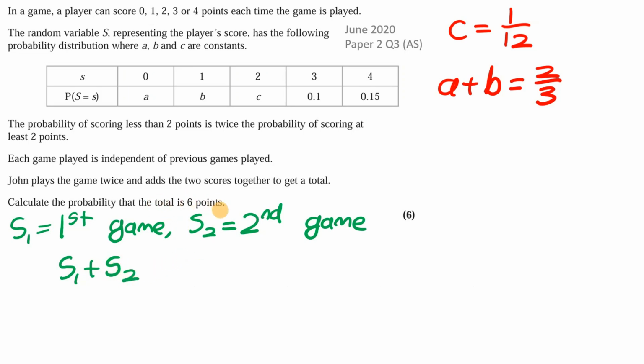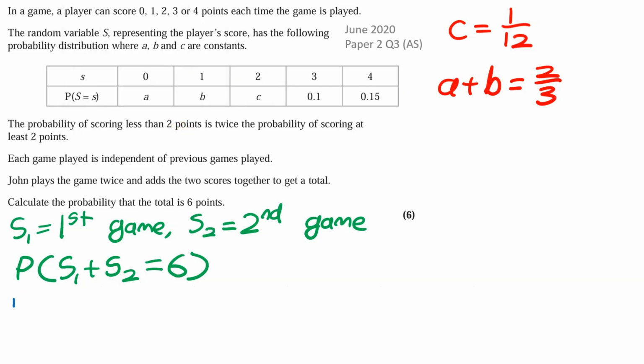We're told that the total is 6 points, so S1 plus S2 is equal to 6, and we need to calculate the probability that the total is 6 points. So we need to calculate the probability that S1 plus S2 is equal to 6, okay? So remember, S1 and S2 can be equal to either 0, 1, 2, 3 or 4. So let's consider the possibilities for when S1 plus S2 will be equal to 6, okay?